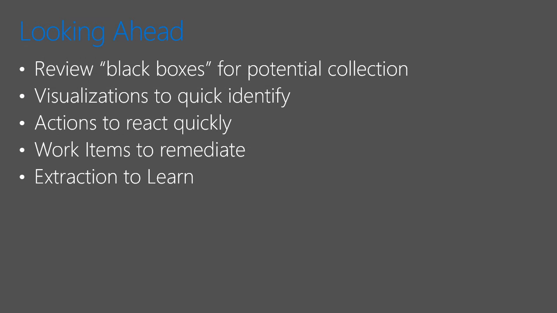All right, to wrap up what we've covered today, we covered how to collect, correlate, analyze, visualize, and act. So now with this knowledge, look at how you can review any sort of black boxes, or what we think are black boxes, for potential collection with installed agents, or even a RESTful API, for instance. Think about how you can create visualizations such as workbooks to quickly identify and drill into these data points to find that signal. Think about actions to help you react quickly, notify and automate quickly.